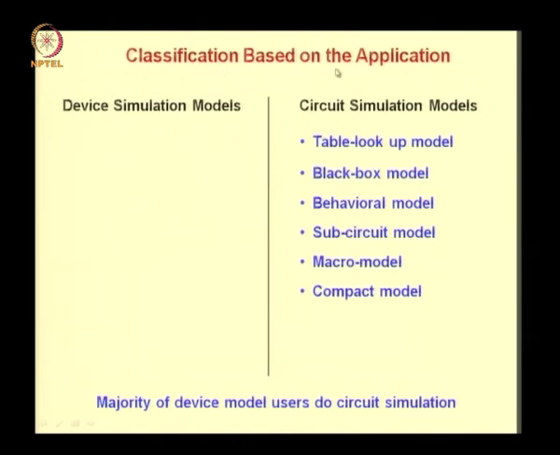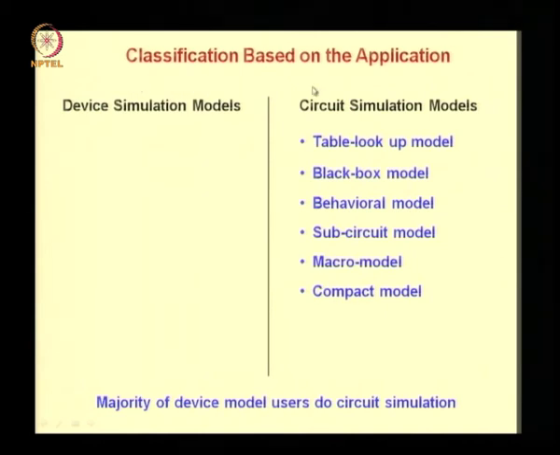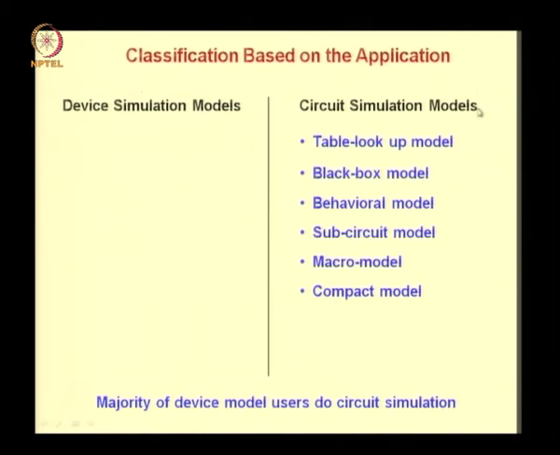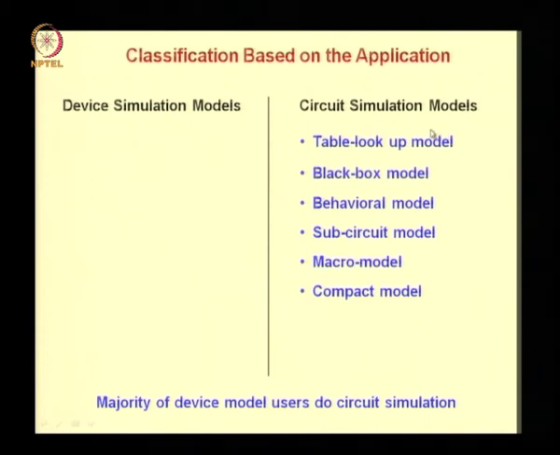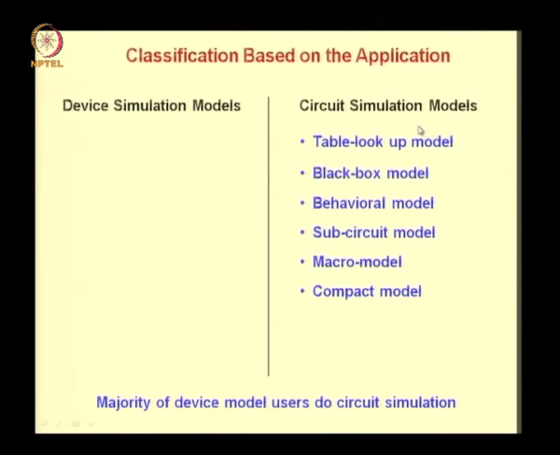Finally, we consider classification based on the application. So here one classification was device simulation models and circuit simulation models. We said that because of the kind of constraints imposed by circuit simulation, a variety of models exist. Computation, convergence and so on are important considerations in a circuit simulation model. So you have a variety of models which try to achieve these goals.